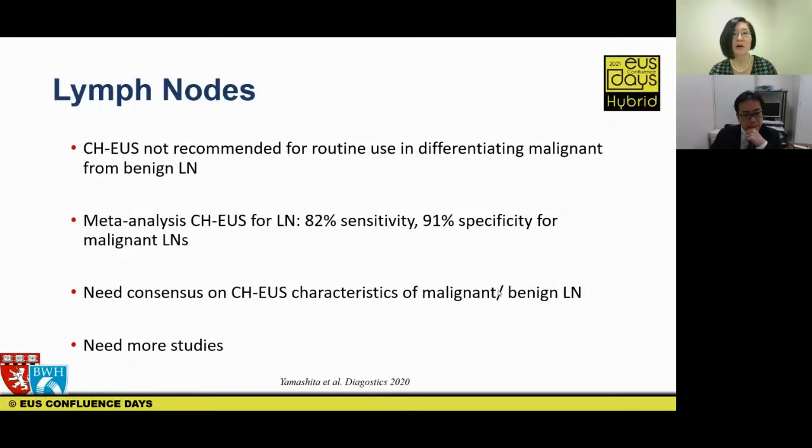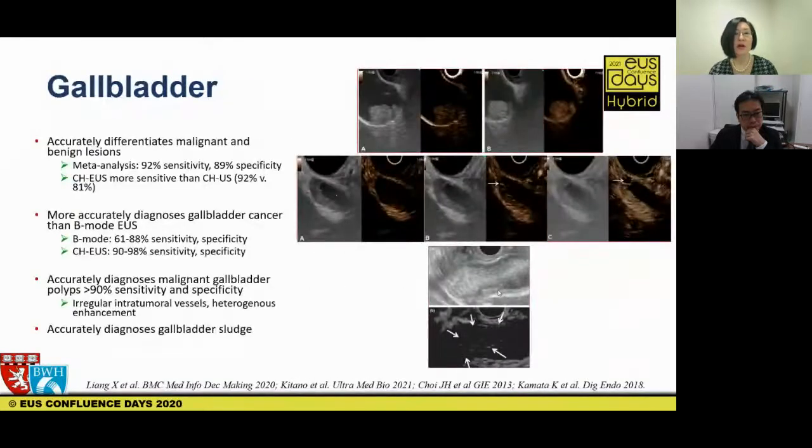Lymph nodes, the Federation did not recommend routine use of this yet. I think we need further studies. However, for the gallbladder, it may be helpful in differentiating malignant versus benign lesions. It seems better than B-mode EUS for diagnosing gallbladder cancer, as well as accurately diagnosing gallbladder polyps that are malignant.